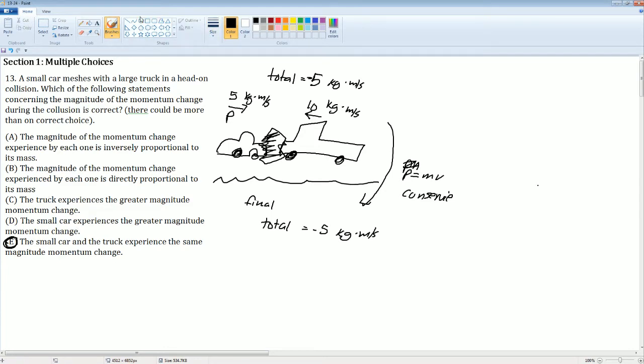No, it would actually experience a greater velocity change, right? The truck experienced a greater magnitude in momentum change? No, it might experience a greater velocity change. Directly proportional, no, that wouldn't work. And inversely proportional, no, that wouldn't work. Okay, 13 would be E.